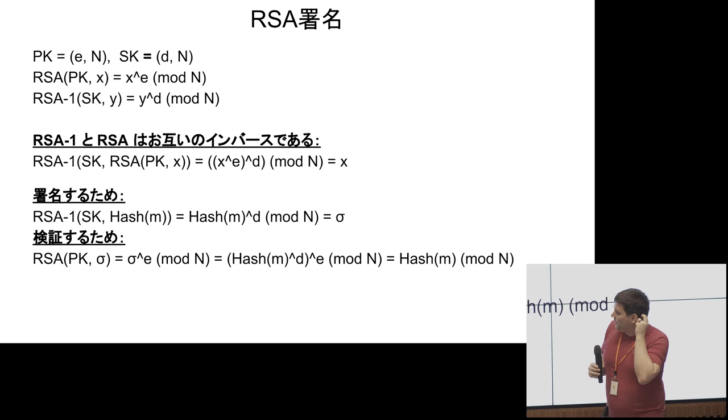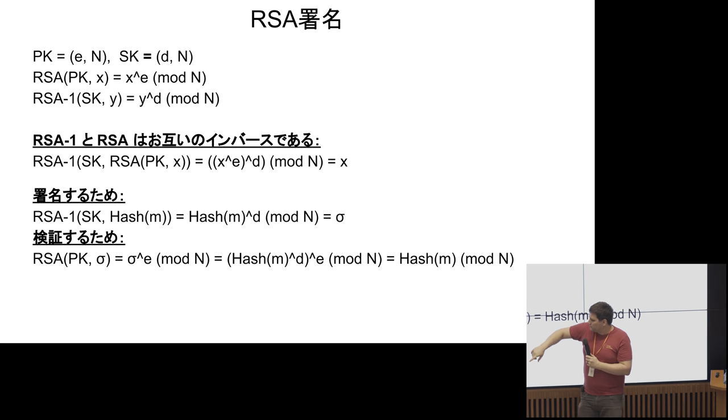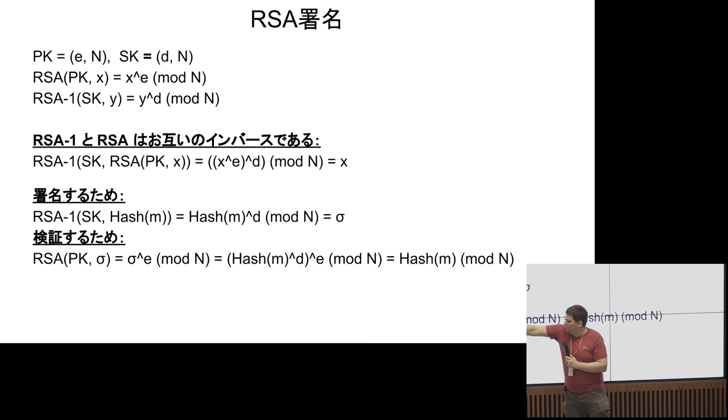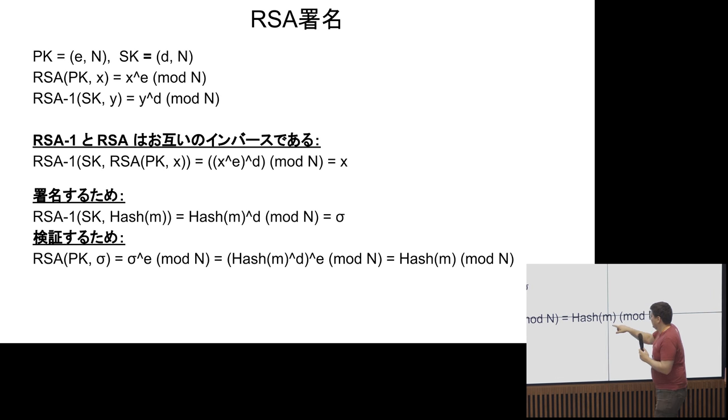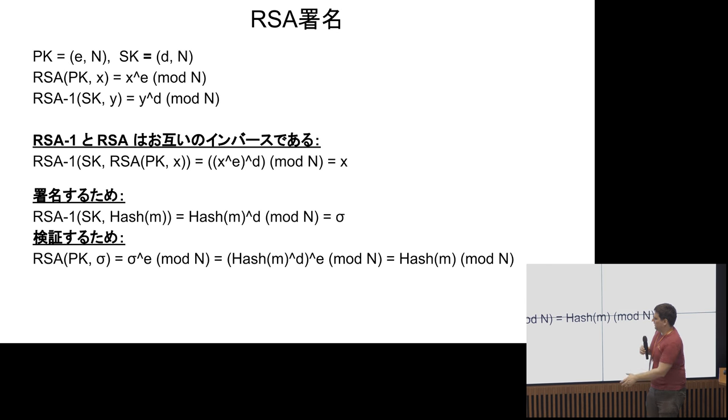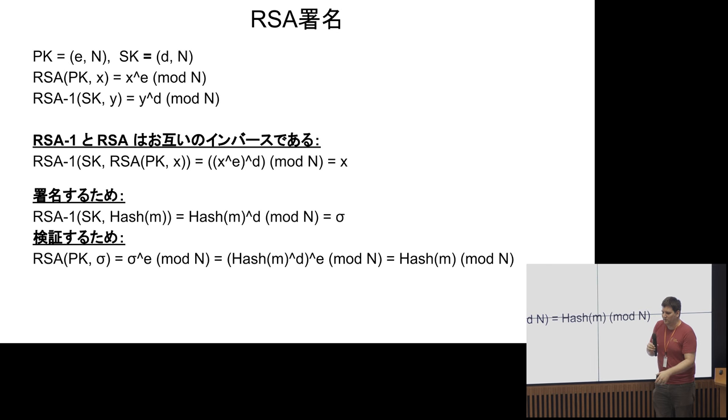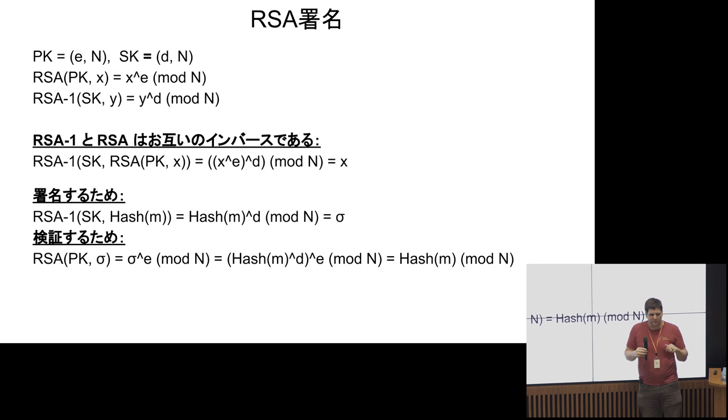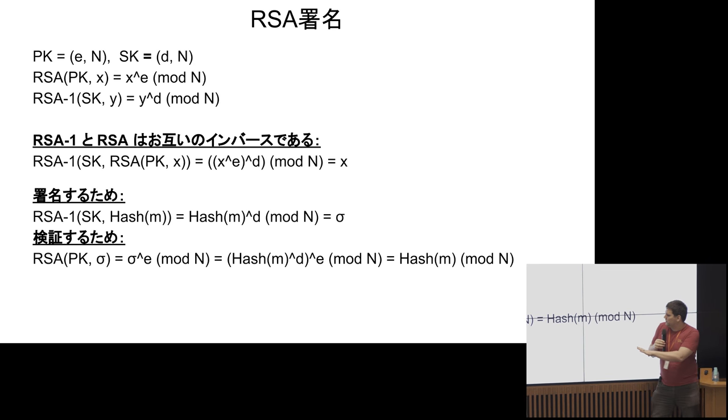And when you want to verify, you take the signature, and you do the regular RSA operation. Because they're inverses, you'll end up with an output that's the hash of the message mod n. And you can compare it to the hash of the message, because you have it, and verify the signature. Any questions on this?